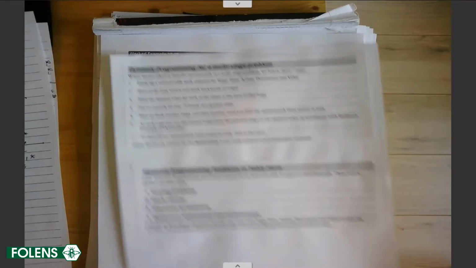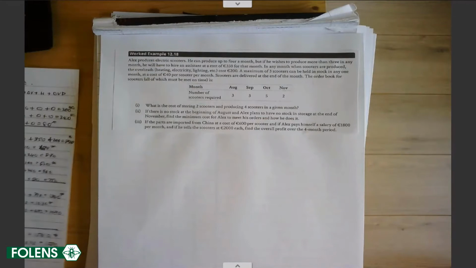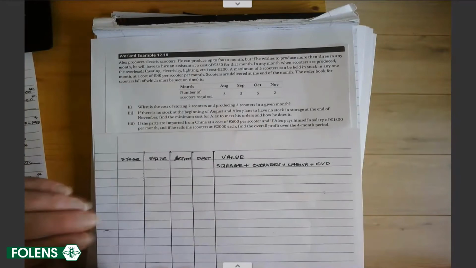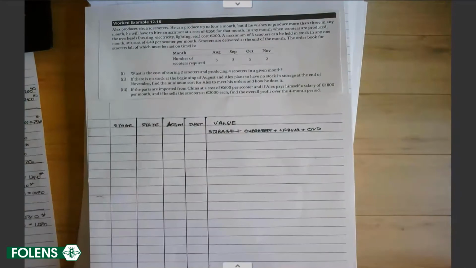They're all fantastic, but I'm going to take the most complicated. This is definitely the most complicated on the course, and you really need to keep your wits about you. I'm going to be very careful to keep my wits about me here. And here's the problem. Alex produces electric scooters.